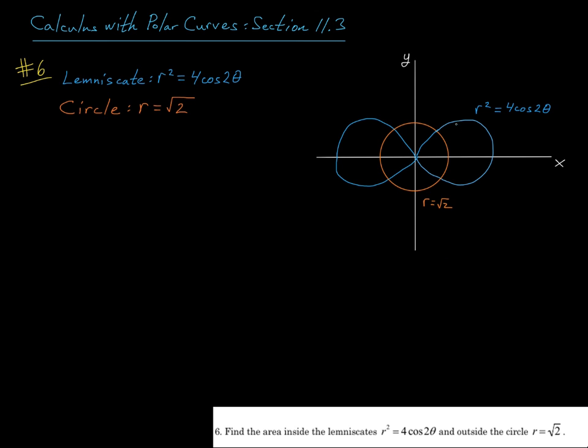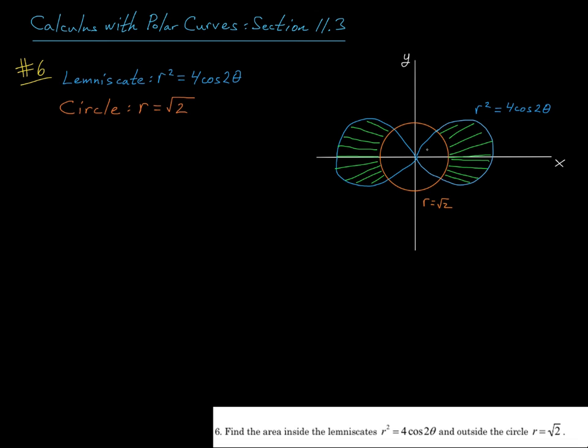So we want the area inside the lemniscate, right? So inside the blue curve and outside the orange circle. All right, so we're looking to compute the area of this region in green. Okay, now we have some nice symmetry going on here. So what I'm going to do is find the area of this region in the first quadrant. And since we have 4 copies of that region in total, I'm going to multiply that area by 4 to find the total area.